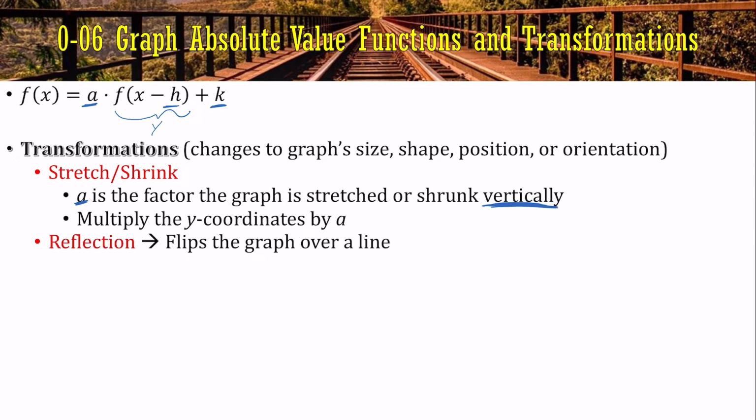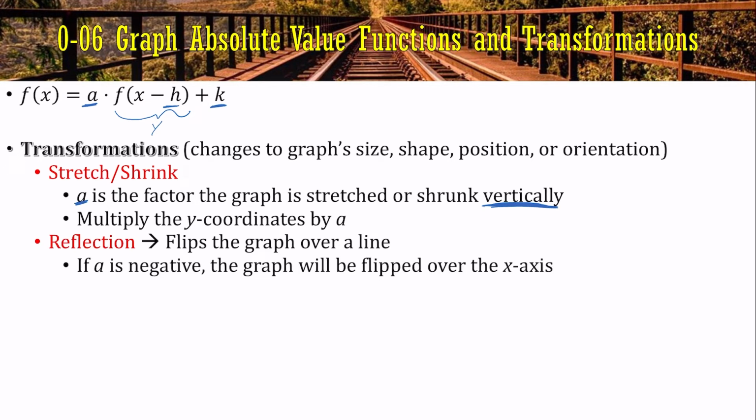A reflection will be flipping the graph over a line. Again, this is A. If A is negative, it's flipped over the x-axis. If you're multiplying the y values by a negative, it'll flip it upside down.